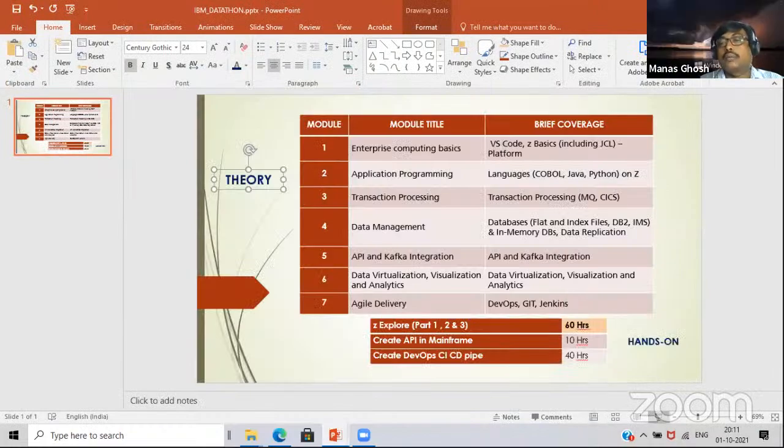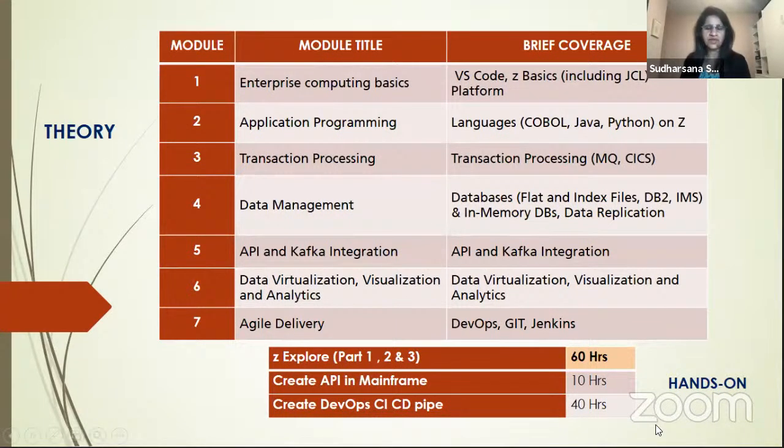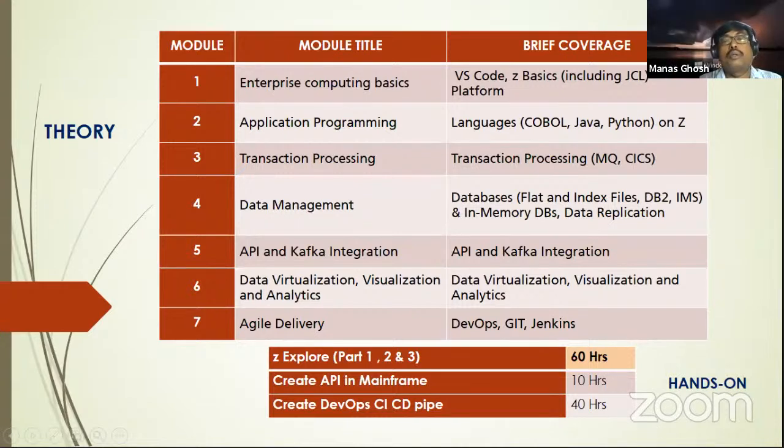Actually, this is the curriculum developed. Is it visible? Yes, we can see it. Awesome. So there are 7 modules here. First one is the enterprise computing basics, which includes z basics as well as JCL and VS Code, through which we can connect to the mainframe, and the basic commands on how to connect to the mainframe and how you can interact with the operating system. That is the first module.